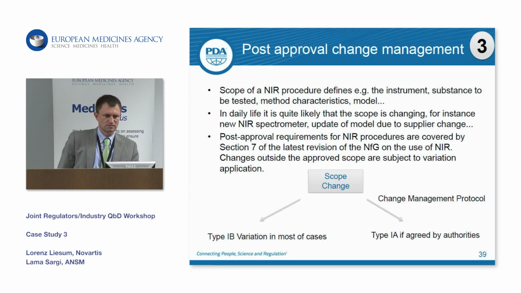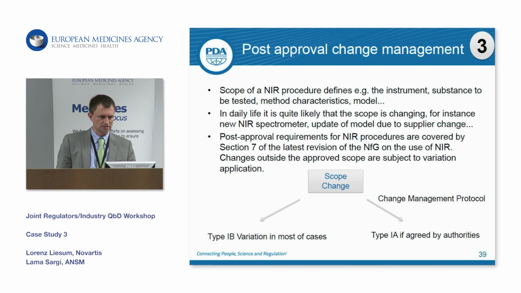NIR is quite often used for PAT applications, so we take this example for another interesting point: post-approval change management. Of course, for an NIR method, there should be a scope defined, and this procedure should include, for example, the instrument, so from which supplier, and the substance to be tested, and the method characteristics, and details about the model.